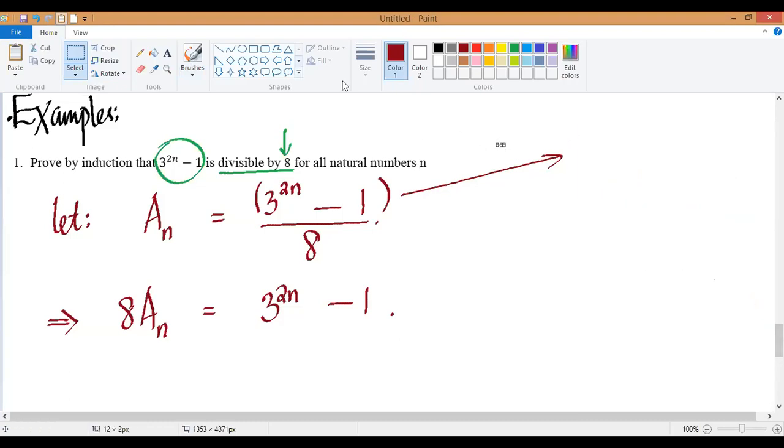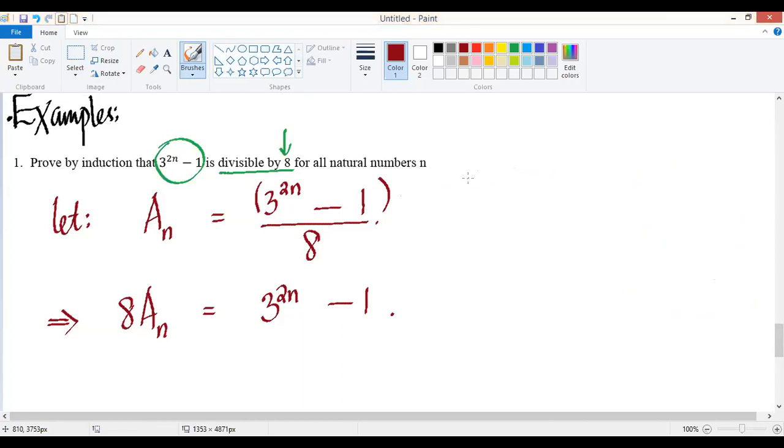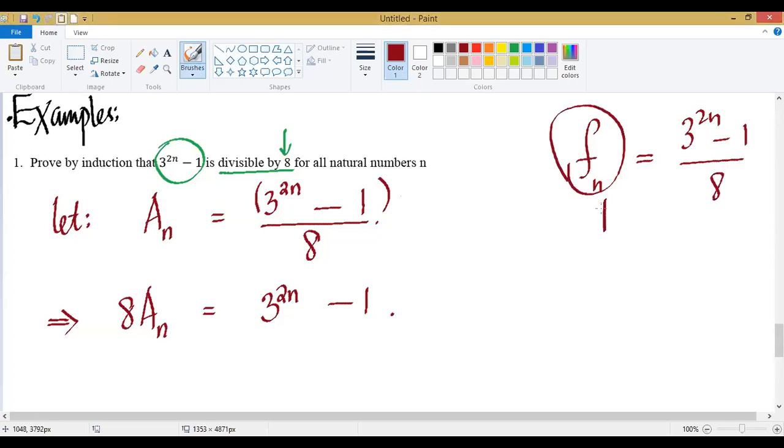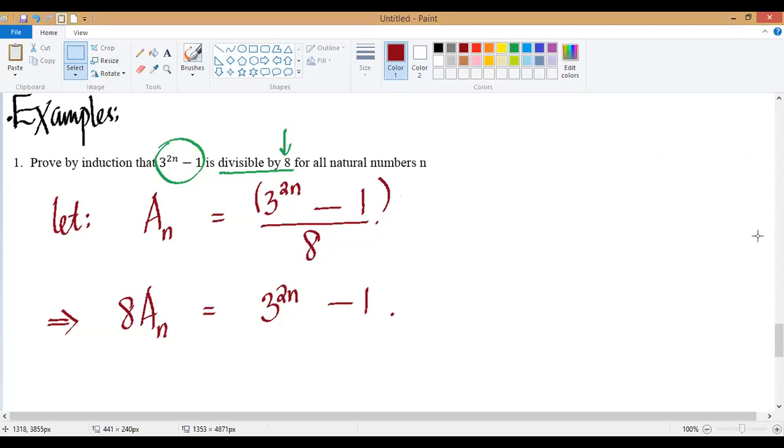I'm just introducing this. It stands for the value you get when you divide that expression 3 to power 2n minus 1. Someone is asking what a subscript n stands for. That is any constant you get having divided that quantity by 8. It varies with the different values of n, that's why it has a subscript n. Any letter can be used as long as you attach it to a subscript n.